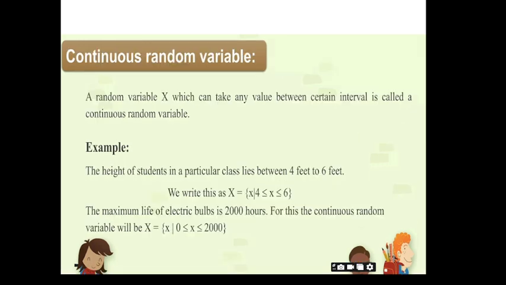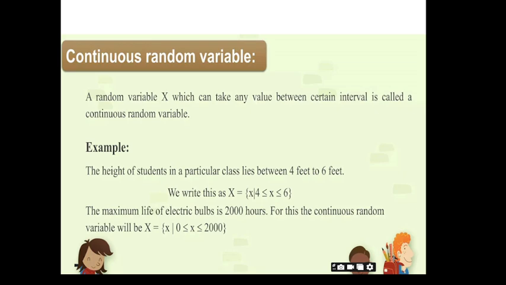Next one, continuous random variable. Continuous random variable means which can take any value between certain limit or interval. Example, the height of students in a particular class lies between 4 feet to 6 feet. You write this as capital X equal to the set of all x such that 4 ≤ x ≤ 6. That is, this x value takes any value in between 4 and 6.